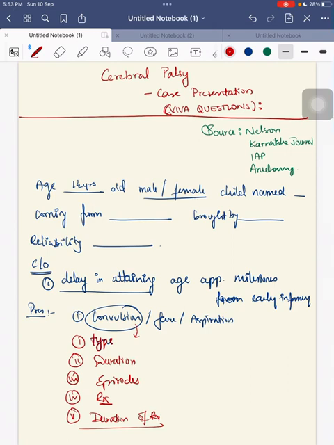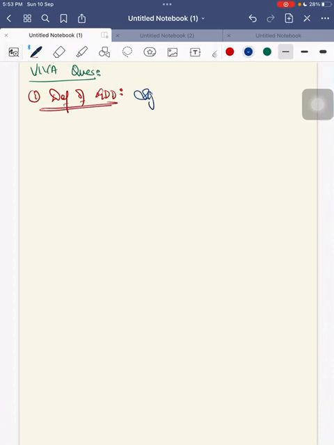Supposing you start with the chief complaint of delay in attaining age appropriate milestones, the possible viva question can be: what is developmental delay or global developmental delay? First is the definition of global developmental delay. When a child has a significant delay in two or more major domains, then you call the child as having a global developmental delay.